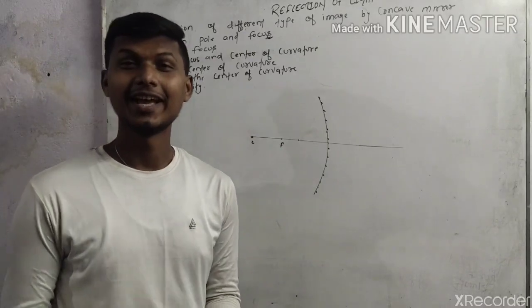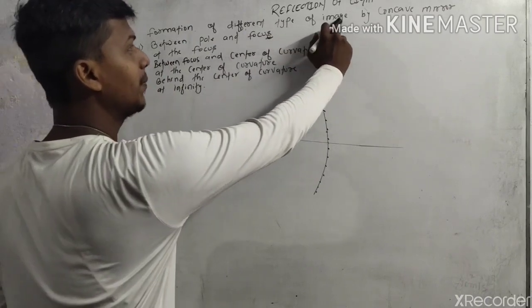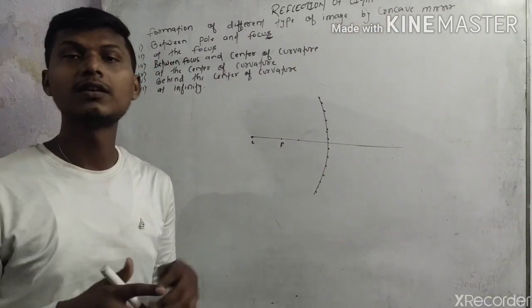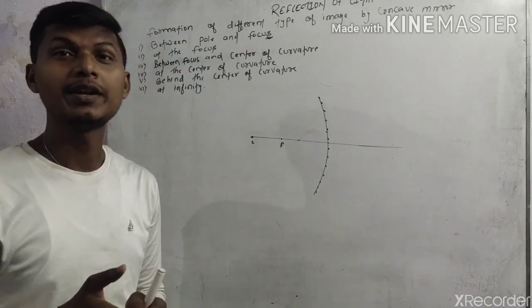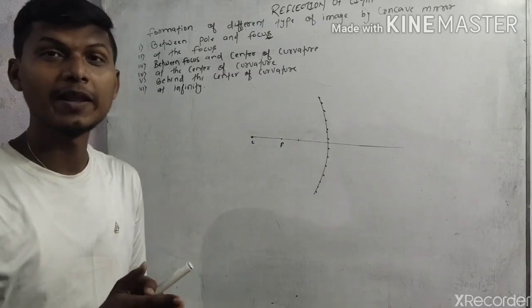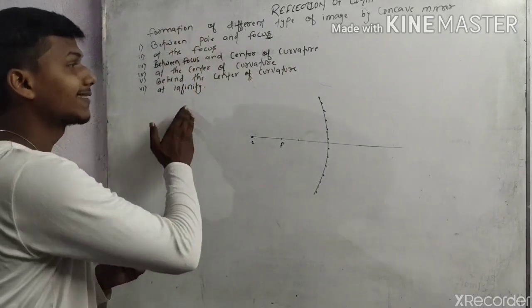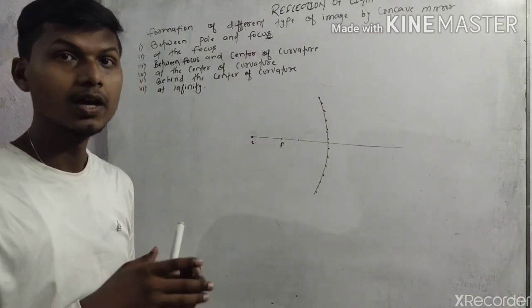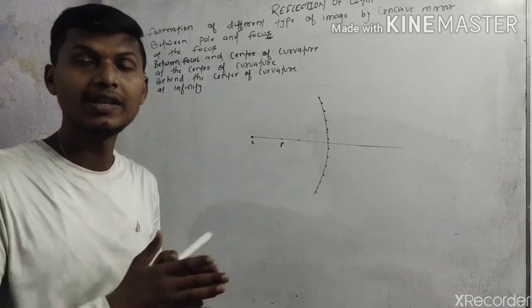Hello students, in this video we will learn the formation of different types of images by the concave mirror. We have learned the introduction of light, reflection of light, plane mirrors and formation of images through plane mirrors in our previous video. In this video we will learn the 6 cases of concave mirror and the 2 cases of convex mirror, and where the image will be formed when the object is placed at each point.